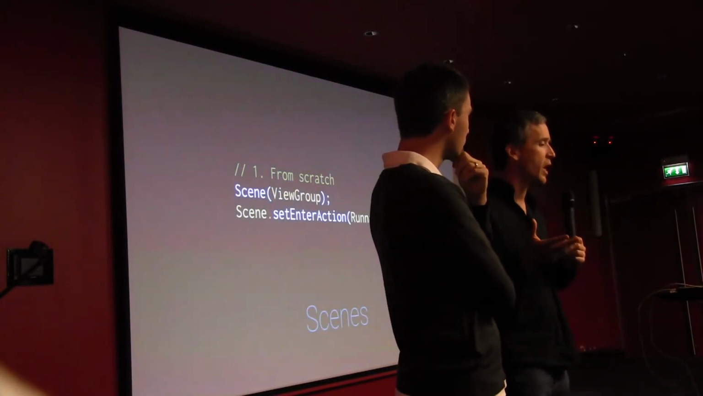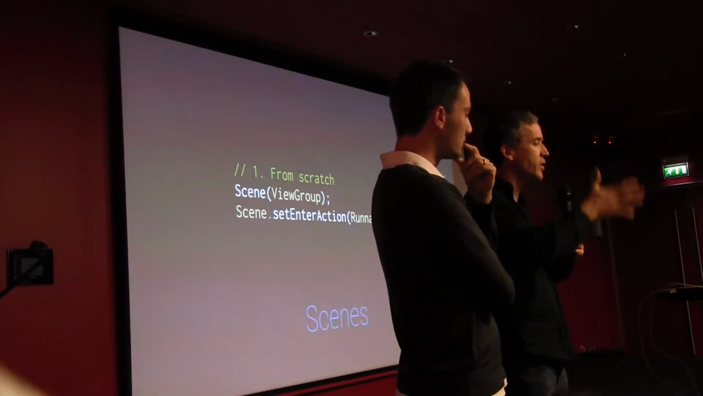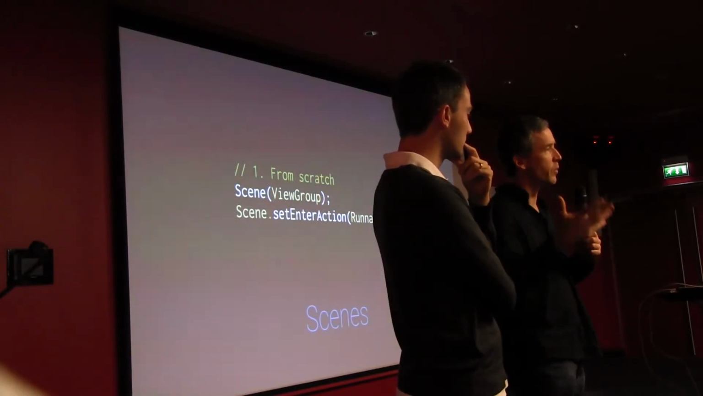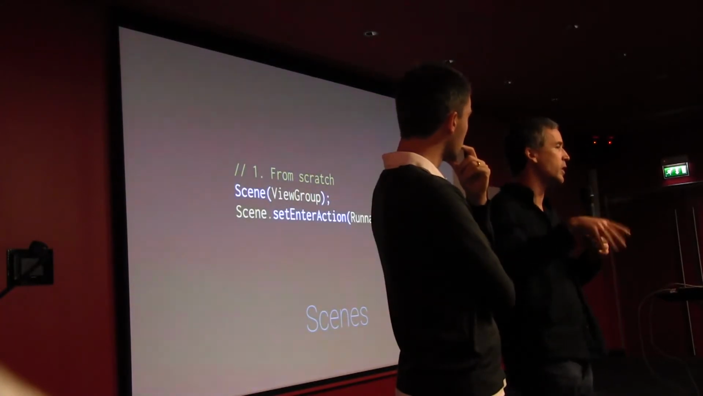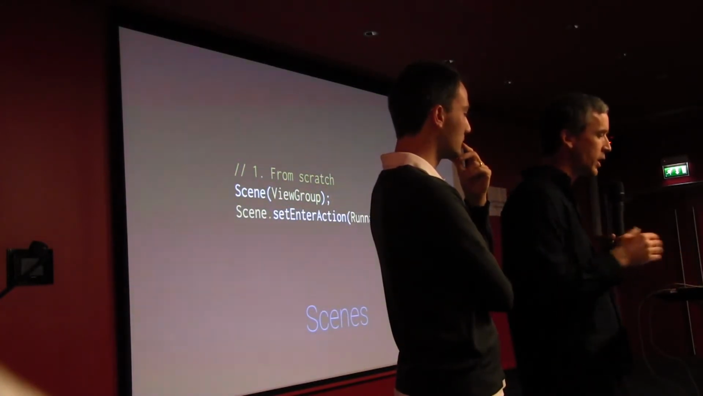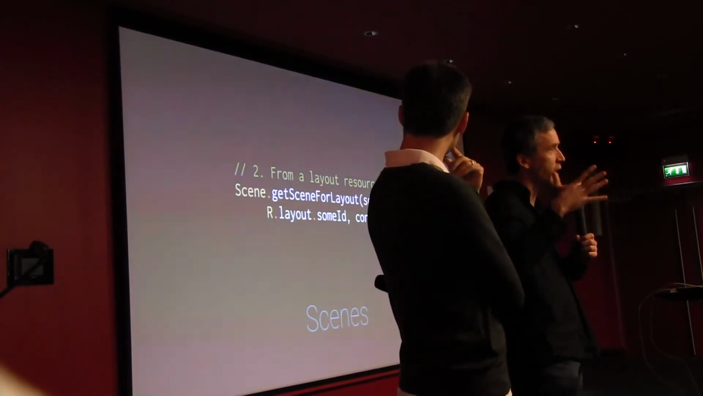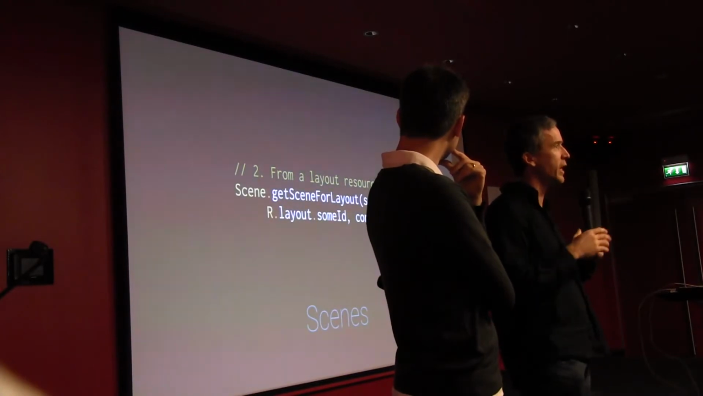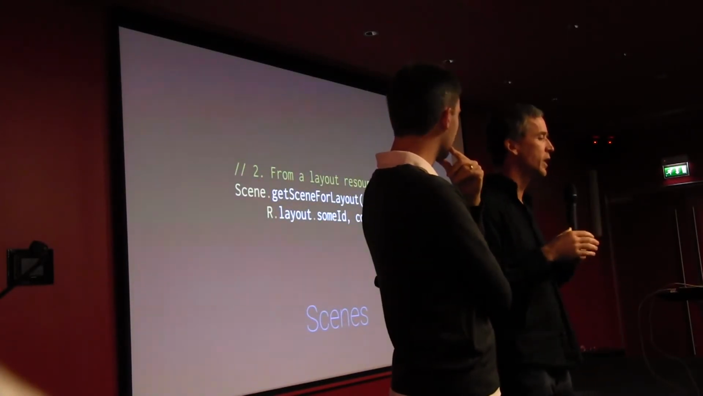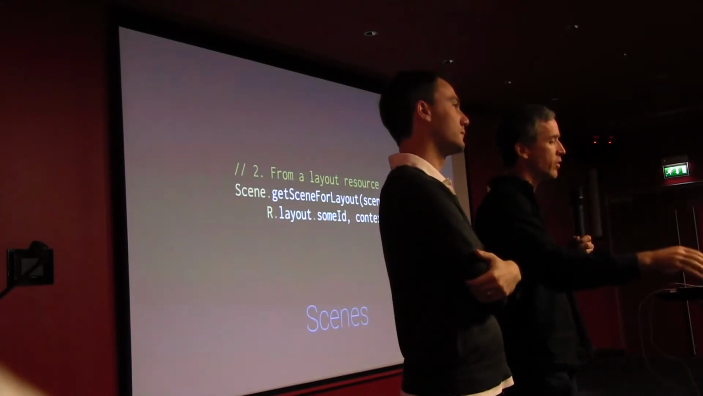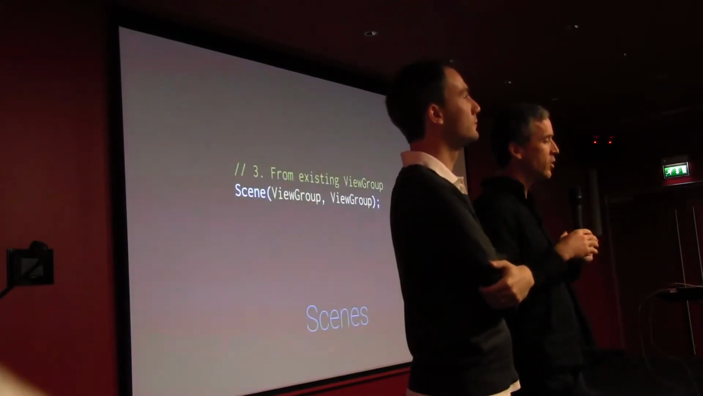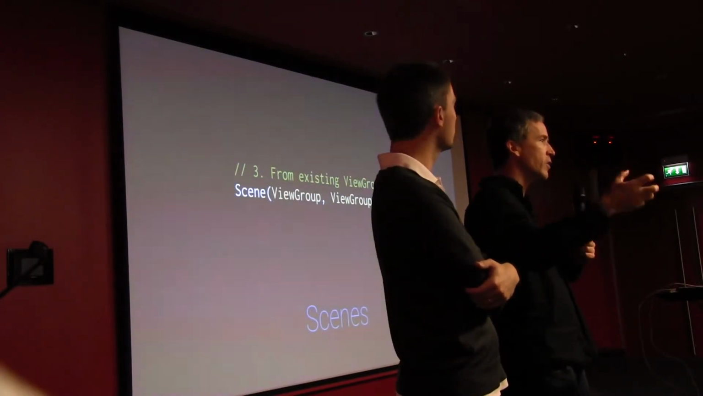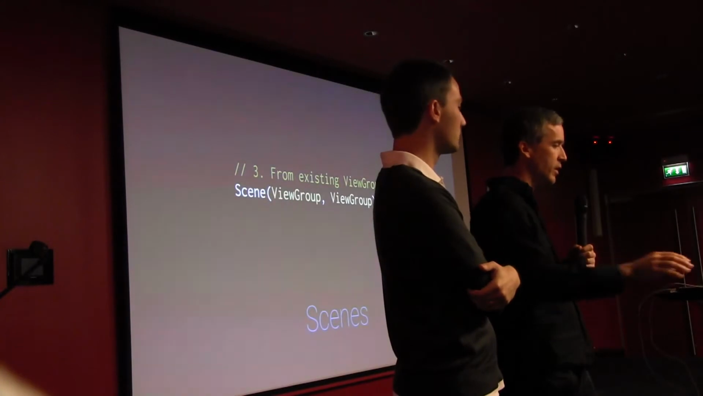So you can create a scene from scratch. You can say, I want to base a scene on this scene root, and when somebody goes into my scene, I want you to run the following code. You pass in a runnable, and your runnable would get called, and then you would manipulate the view hierarchy however you wanted to. You can also set it up from a layout resource and say, when somebody goes into my scene, I want you to inflate the following layout and install that into the view hierarchy at the level of the scene root. Or finally, you can create a scene if you've already inflated all your layout files and you have these view groups sitting around, then you can say, create a scene based on this view group.